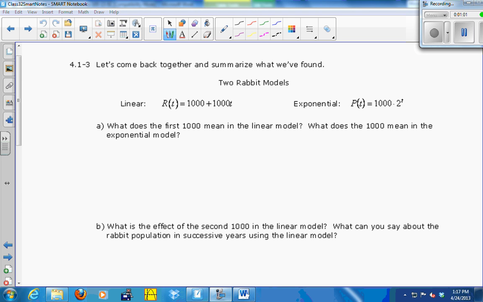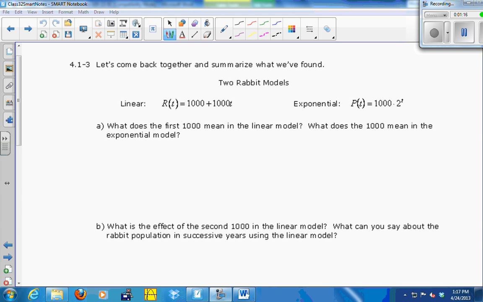And the other one, its formula was y equals 1,000 times 2 to the t. That's called an exponential function, okay, when you're constantly multiplying by the same number to get from year to year.